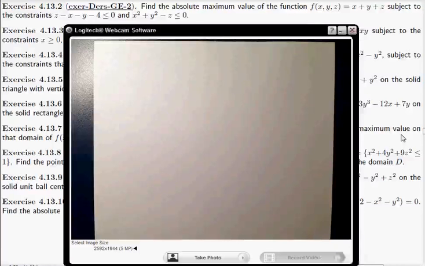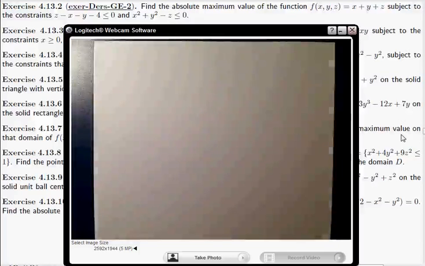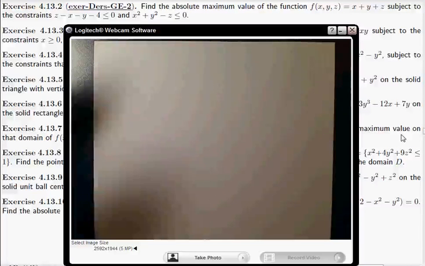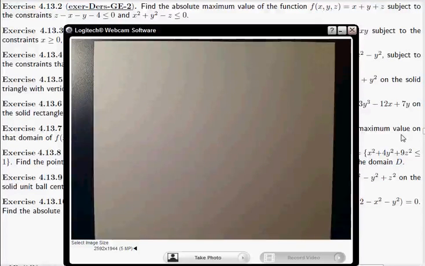Okay, let's talk about GE2. On this problem, the first thing we have to do is draw a picture of what our set looks like, because we have to decide how many different pieces it gets broken up into. And so, here we go.